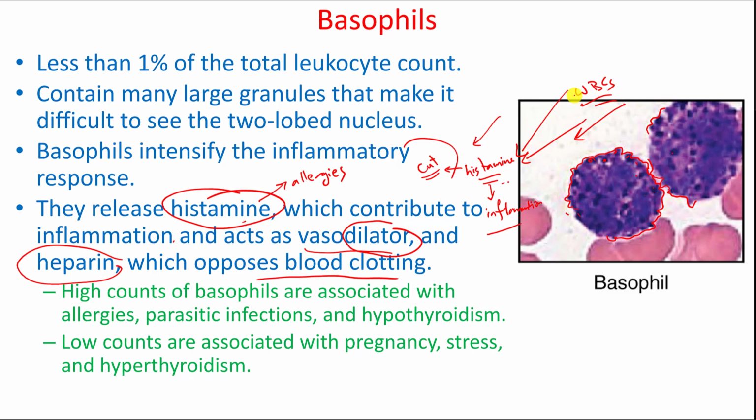Now, high numbers of them are highly associated with allergies, parasitic infections, and low levels of thyroid hormone. Hypothyroidism has been associated with high levels of basophils, whereas low numbers of basophils are associated with pregnancy, with stress, and the opposite with hyperthyroidism.